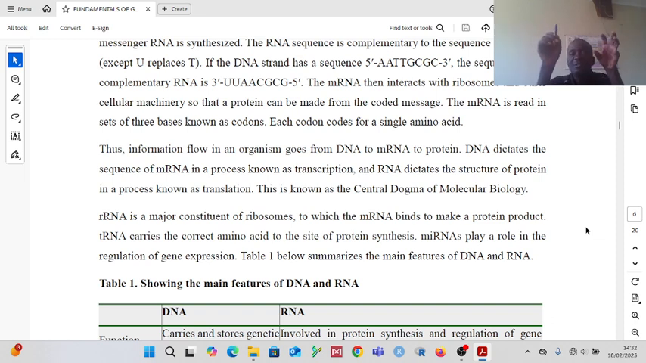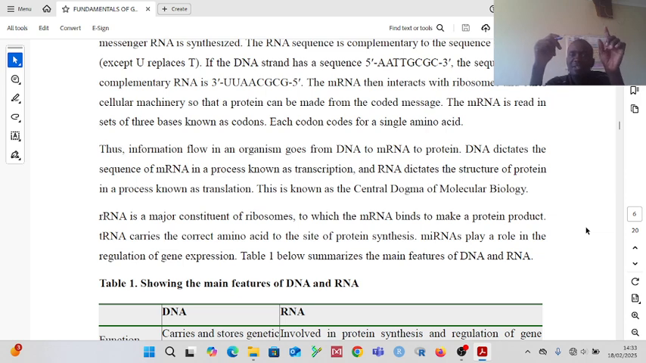So you have information stored in form of DNA. Then that information will be transferred from DNA to form an RNA, which we call a messenger RNA. Then the messenger RNA will be changed in the ribosome to create a protein. So that flow of information is what we call the central dogma of molecular biology.